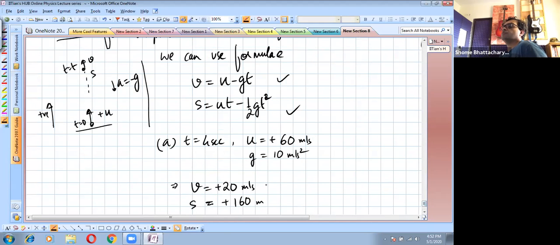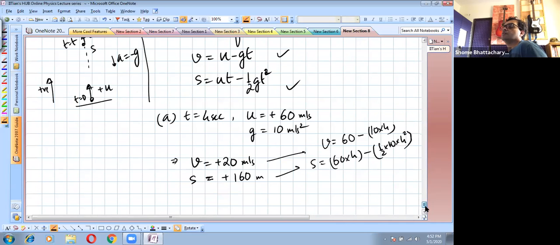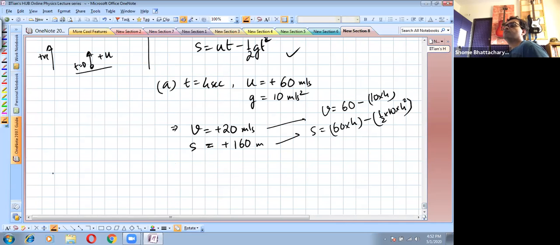So you can see that for this part, your v is 60 minus 10 into 4. For this part, your s is 60 into 4 minus half into 10 into 4 square. And from that, you are getting this. Okay. Now, similarly, you substitute for the B part and you will get a different set of answers.